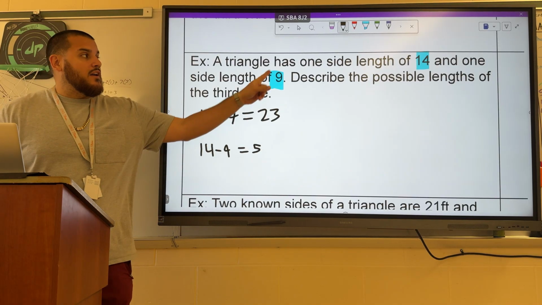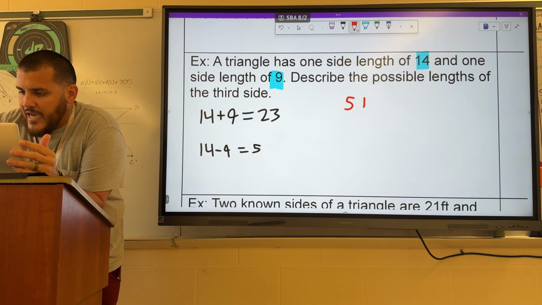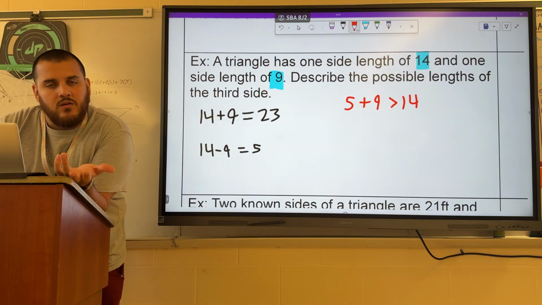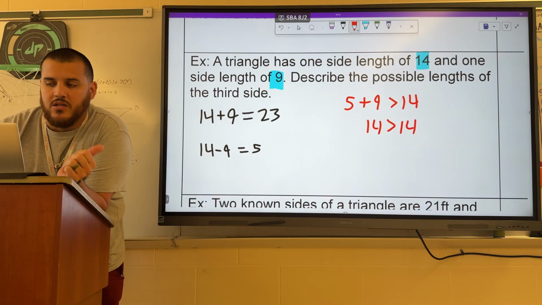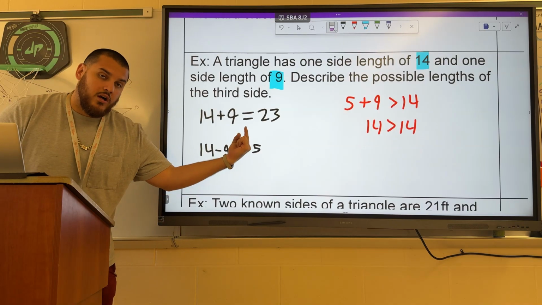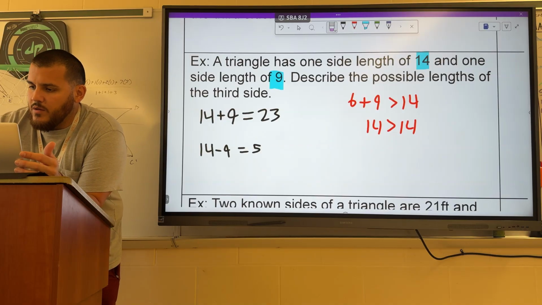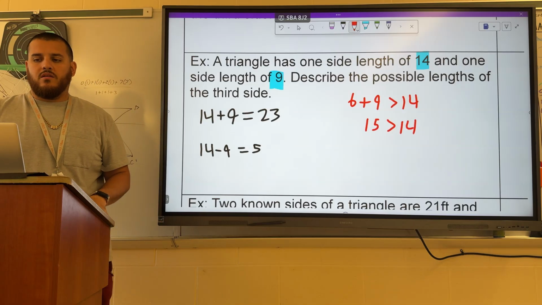Again, let's see why. I have 9, 14, and a theoretical 5. That gives me 5 and 9 as my smallest sides, and we know those would have to add up to be larger than the biggest side, which is 14. And again, we see this inequality doesn't work. 5 plus 9 is 14. That's not greater than 14. That cannot make a triangle. However, if we're larger than 5, for example, if we are 6, we would be at a larger value. 6 plus 9 gives me 15, which is greater than 14.